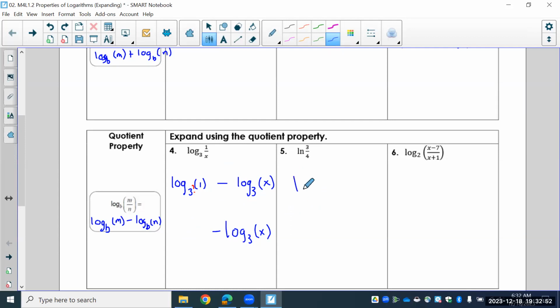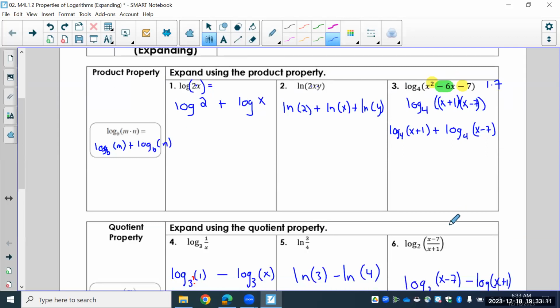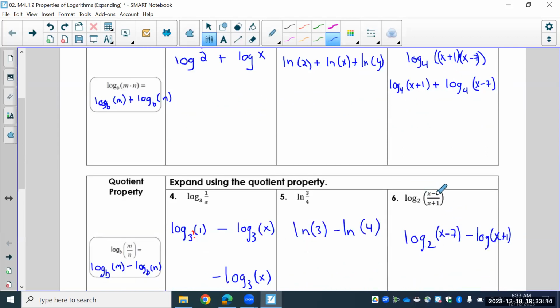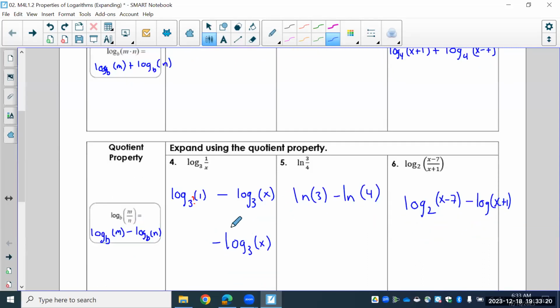Okay, so here we have ln of the numerator and then minus ln of the denominator. Nothing reduced here because none of these are e-based numbers. Here we have log base 2 of x minus 7 and then minus log base 2 of x plus 1. Very similar to our problem up here, but this one we had to factor, and this one we didn't have to factor because if you have a numerator and denominator, they're not together to factor. So again, I feel like quotient sometimes can be easier. It's very easy to see what they delineate.